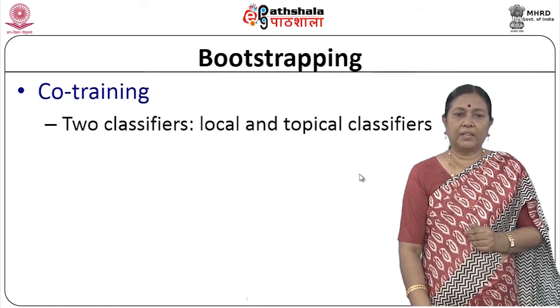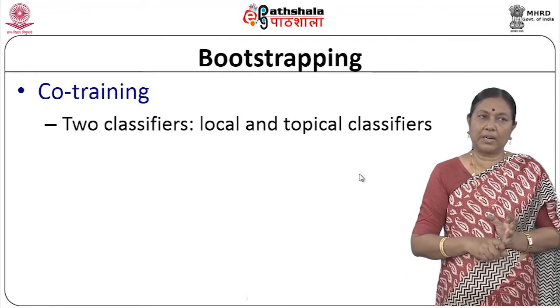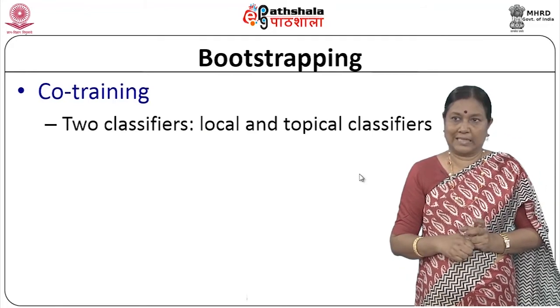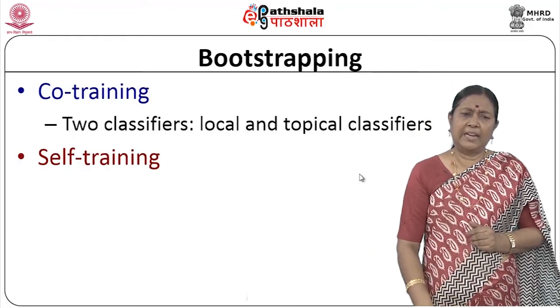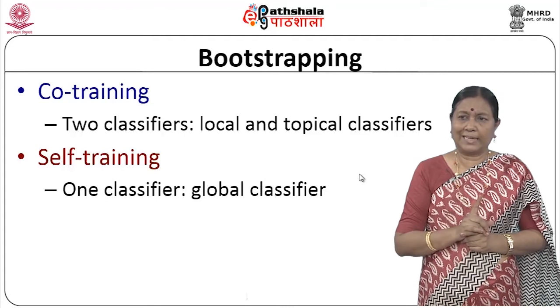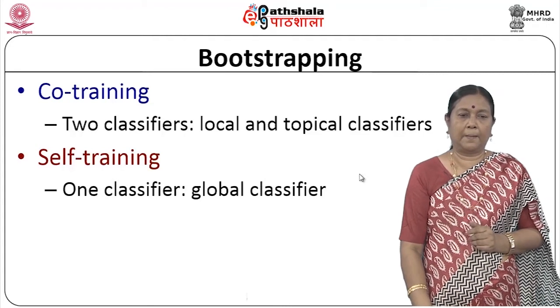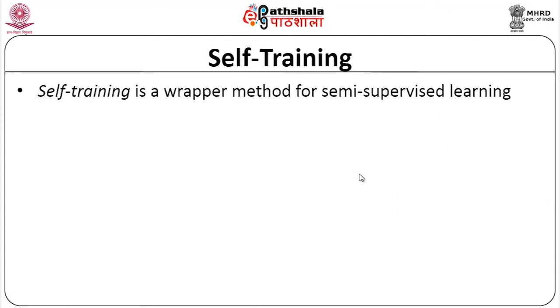So, co-training uses two classifiers, a local classifier and a topical classifier, you use two types of classifiers, and in self-training you have only one classifier which is a global classifier. So, now let us go into self-training in detail.